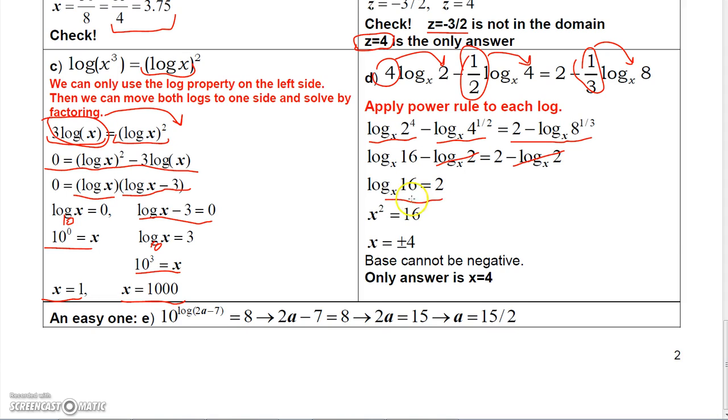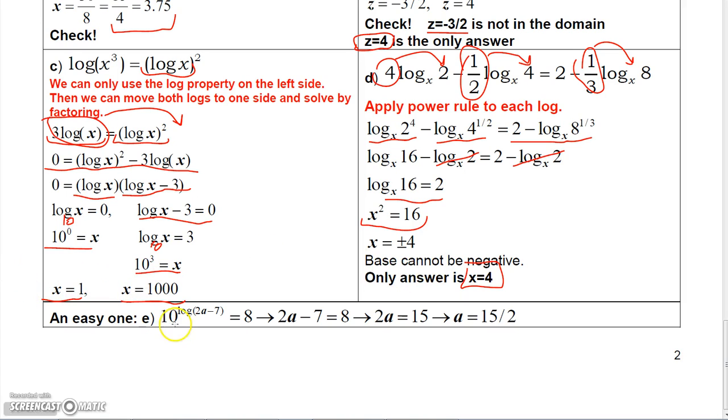So I have log of 16 base x equals 2. That would mean that x to the second power equals 16. So x would have to be plus or minus 4. But we know the base cannot be negative, so the only answer that makes sense is for the base to be x equals 4. Okay.